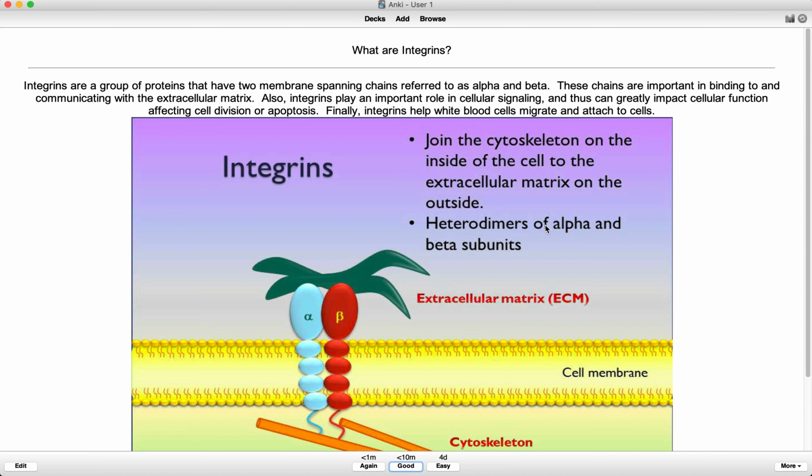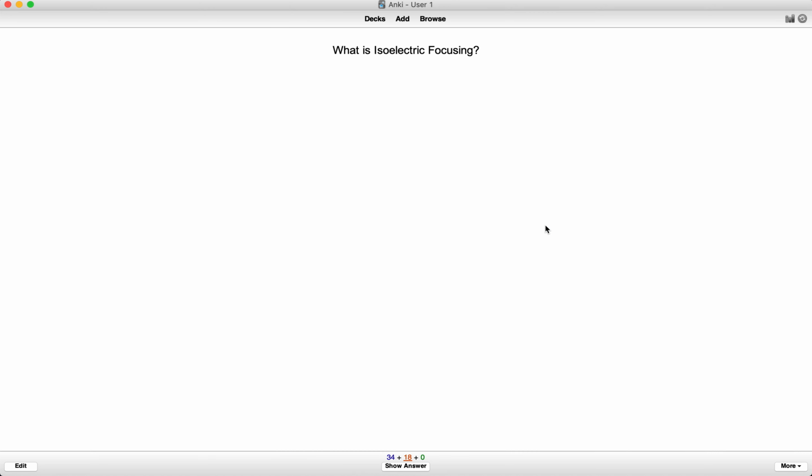This is a lot to memorize. Okay, integrins are groups of proteins that have 2 membrane spanning chains referred to as alpha and beta. And these chains are important in binding to and communicating with the extracellular matrix, play an important role in cell signaling, and help white blood cells migrate and attach to cells. So, okay. It's a lot to take in. But alpha beta spanning chains, binding with and communicating with the EC matrix, cell signaling, white blood cells.